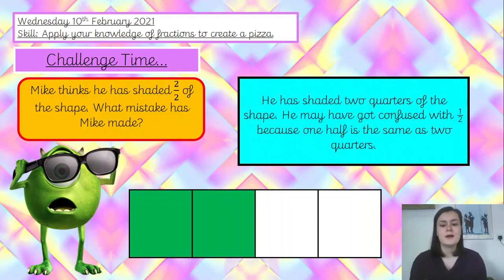Okay, so Mike has shaded 2/4 of the shape because he's split it into 4 equal parts instead of 2 equal parts. He may have got confused with 1/2 because 1/2 is the same as 2/4. Well done if you spotted that.